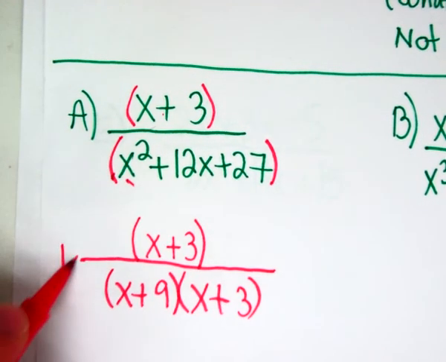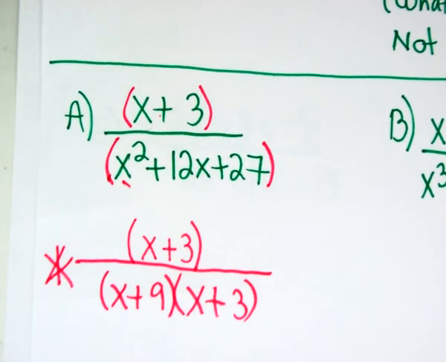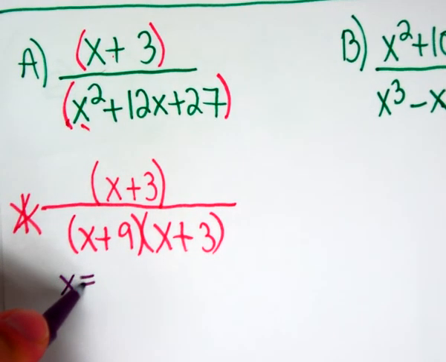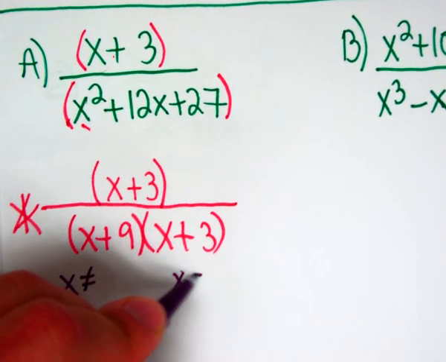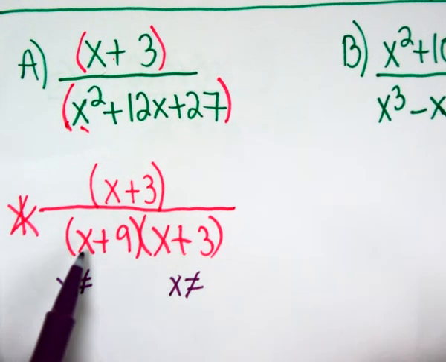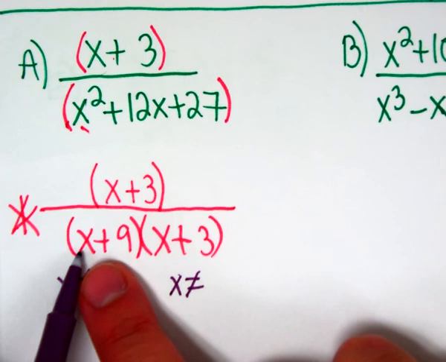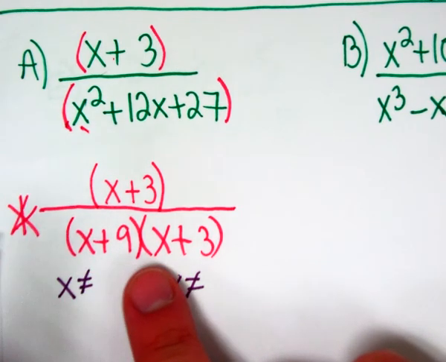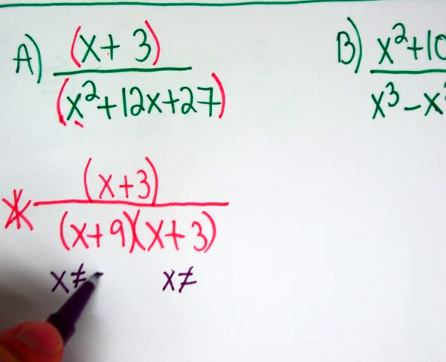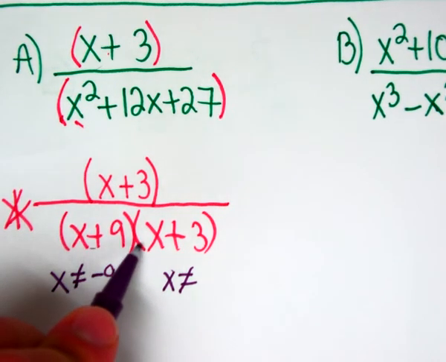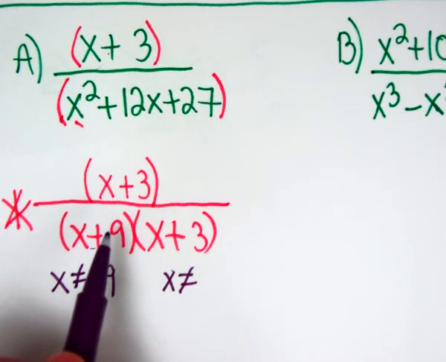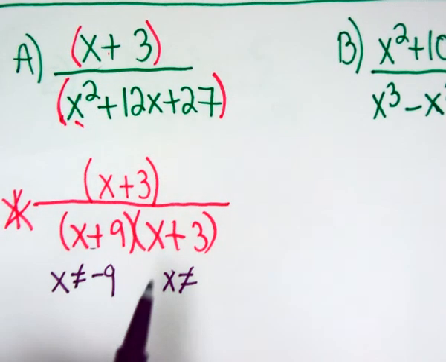After you've factored the whole problem, it's at this step that you have to determine any domain restrictions. So what are we going to say? Well, right here, we're talking about the denominator. What can x not equal? And what can x not equal right here? If you think about this, if I was to put in a negative 9, plus 9 would equal 0. So if I had a negative 9 in there, this would be 0 times x plus 3. 0 times anything is just 0. So I wouldn't be able to divide this problem out, and so x cannot equal negative 9.